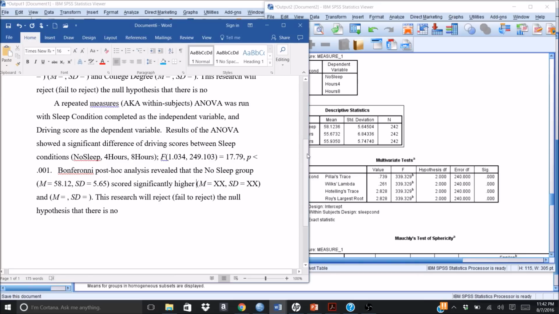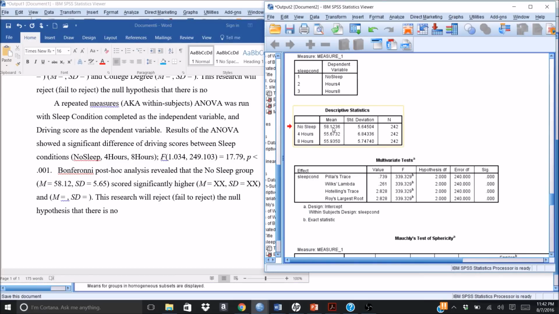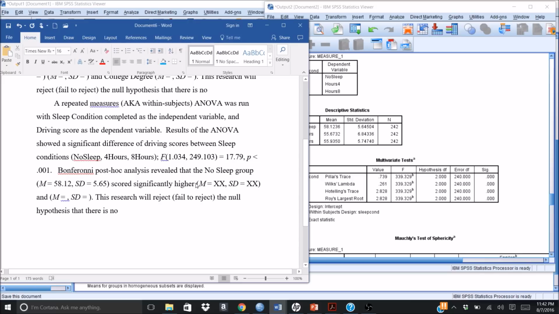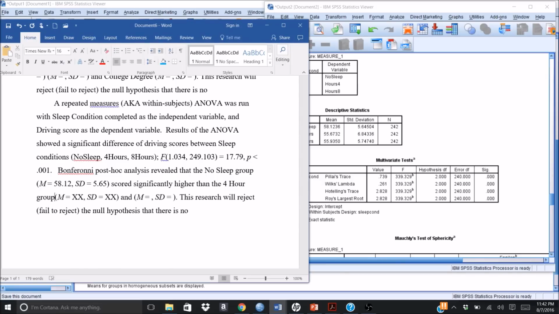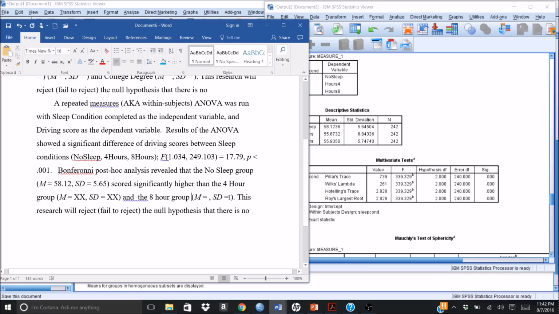and I know that because when I look at my descriptives, the no sleep average was 58, whereas the average for 4 hours was 55 and the average for 8 hours was 55. So they scored significantly higher than the 4-hour group, and I would put in their mean and their standard deviation, and the 8-hour group, and I would put in their mean and standard deviation.